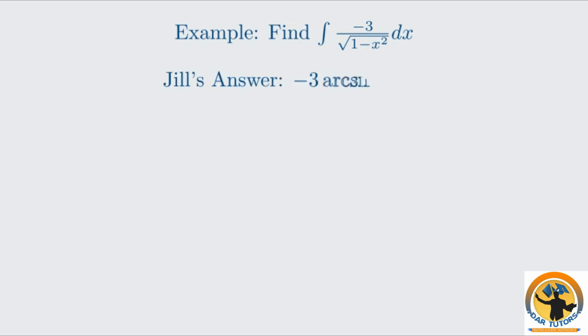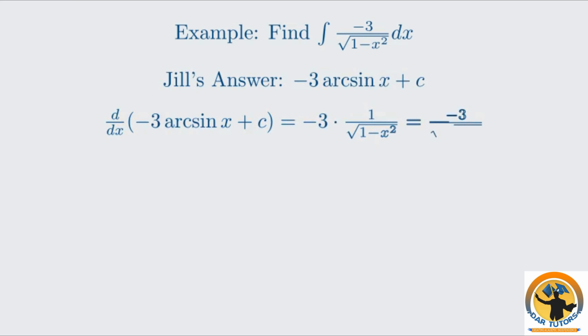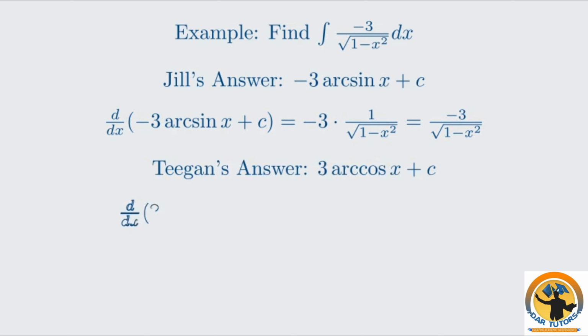The derivative of arcsin x is 1 over the square root of 1 minus x squared. So the derivative of Jill's answer is -3 over the square root of 1 minus x squared. This matches the integrand. The derivative of arccos x is -1 over the square root of 1 minus x squared. So the derivative of Tegan's answer is 3 times -1 over the square root of 1 minus x squared, which is also -3 over the square root of 1 minus x squared. This also matches the integrand. So both answers are correct.